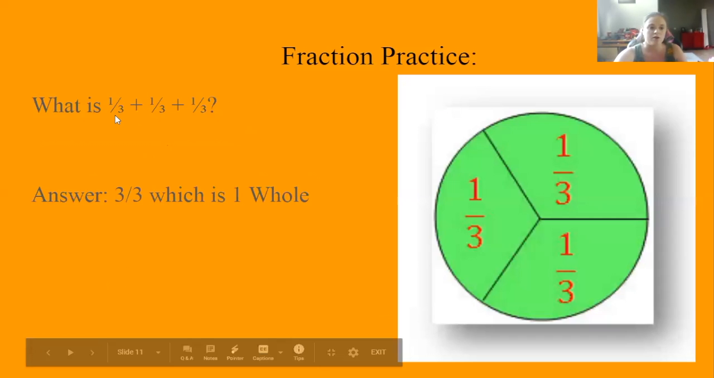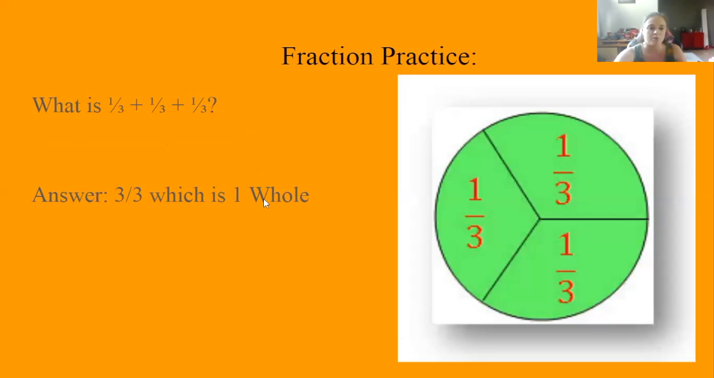What is 1/3 plus 1/3 plus 1/3? 1/3, 1/3, and 1/3. So 1, 2, 3. The answer would be 3/3, which is 1 whole, because 1 whole circle is shaded.